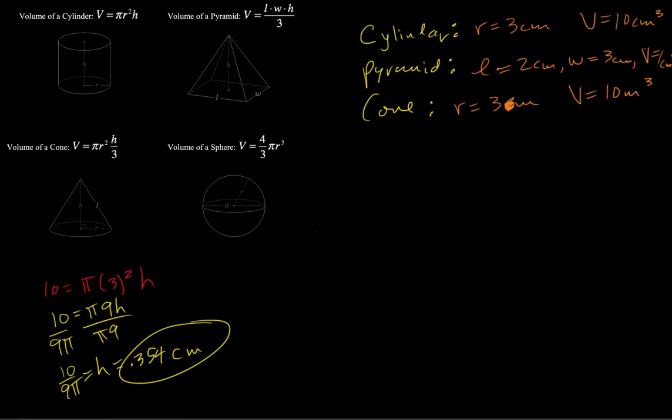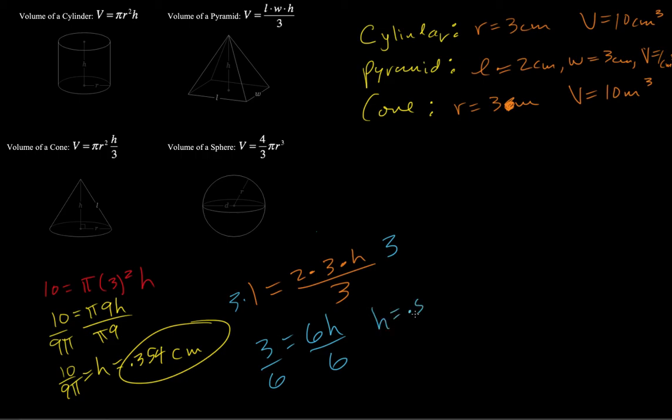All right, pyramid. So we go to the pyramid. We have the volume, which is 1. And we have length and width. So that's 2 times 3 times the height, all divided by 3. So we multiply both sides by 3. We get 3 is equal to 2 times 3, which is 6. Divide by 6, divide by 6. And h is just 0.5 or 1/2. And it's measured in centimeters because that's what we started with.